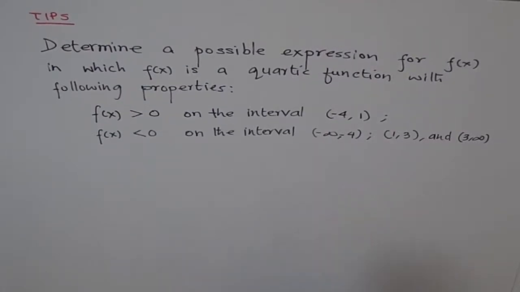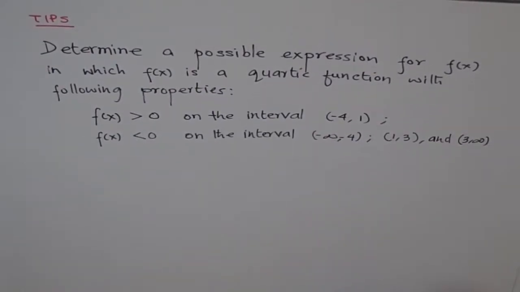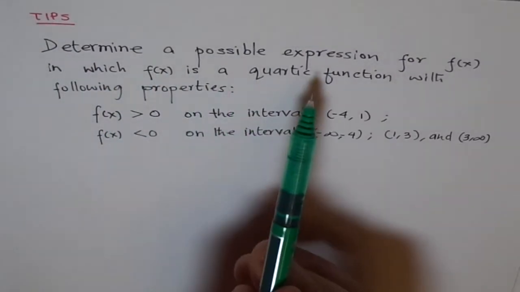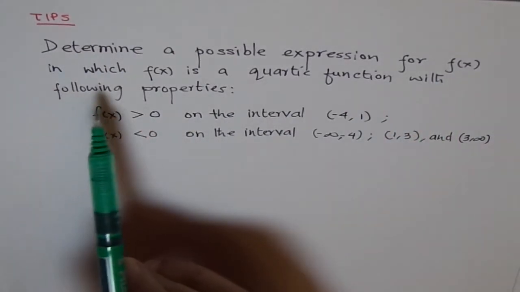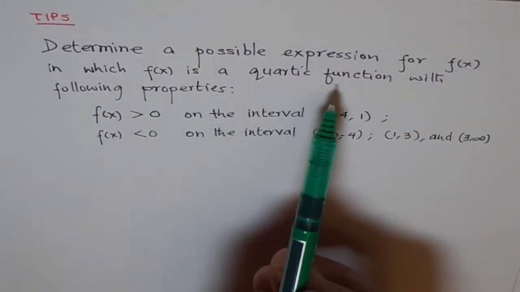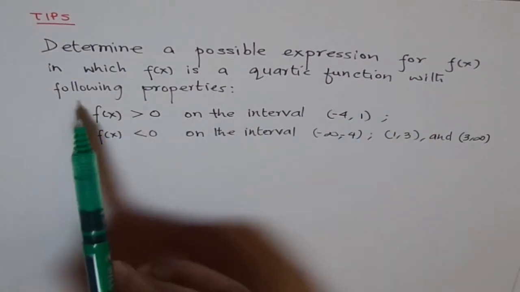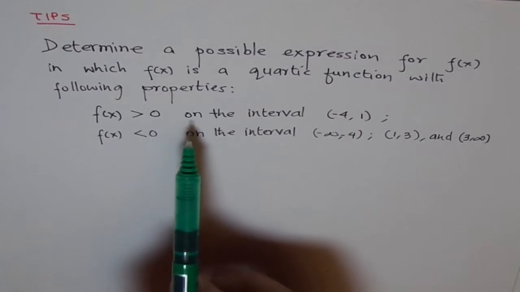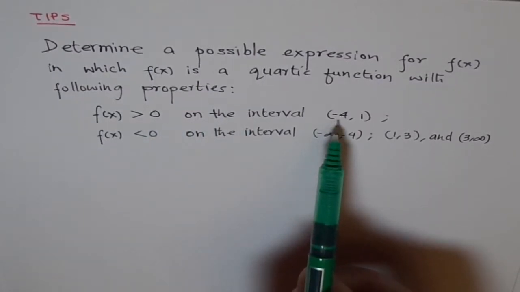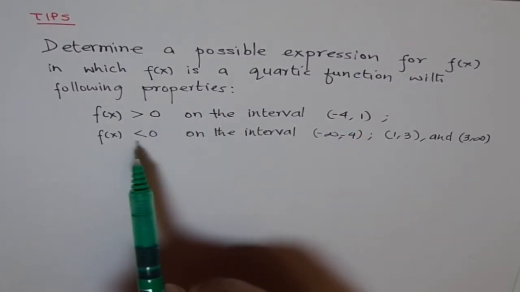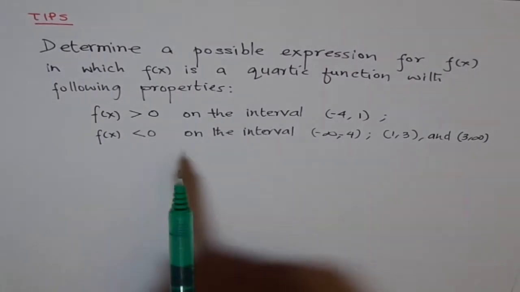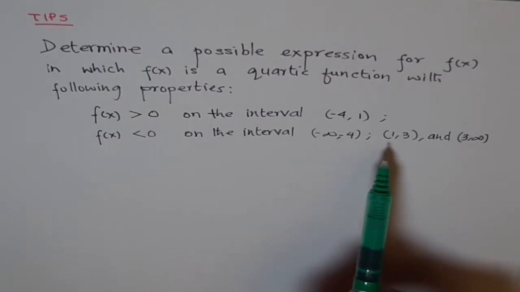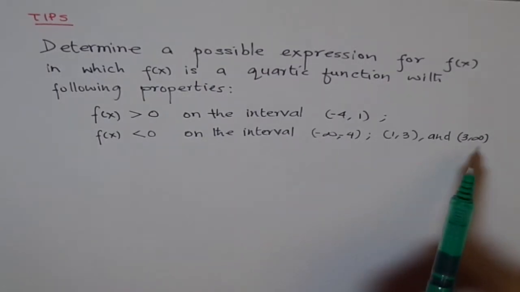Hello, this is another thinking and communication problem for you. Now here, we need to determine a possible expression for f(x) in which f(x) is a quartic function, that means degree 4, with the following properties. f(x) is greater than 0, that means positive, on the interval from -4 to 1, and f(x) is less than 0, that means negative, on the intervals -infinity to -4, 1 to 3, and 3 to infinity.